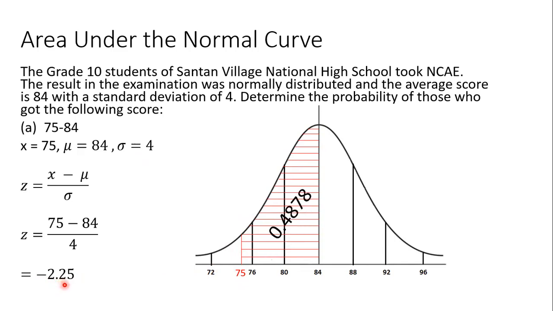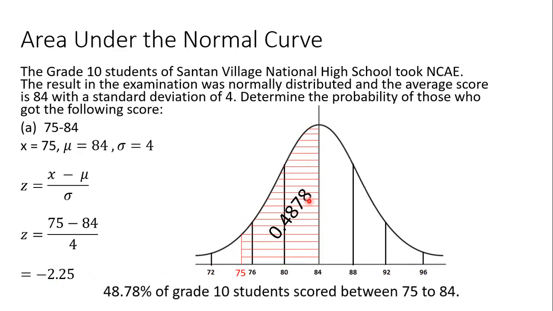0.4878. Now, this area can be translated as our probability by converting this into percentage. So this will now become 48.78%. It means that 48.78% of grade 10 students scored between 75 to 84.